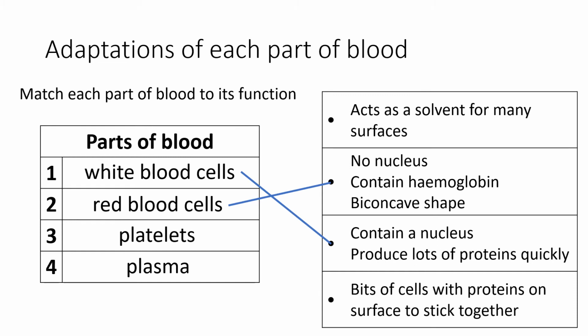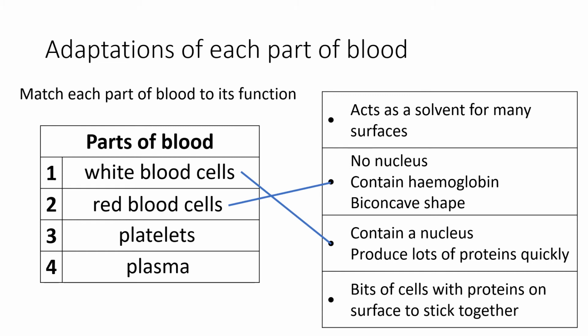And they have what is called a biconcave shape. Now, a biconcave shape is simply if you imagine a disc and you made a thumbprint on either side of the disc and made an indentation, that's what we mean by a biconcave shape.